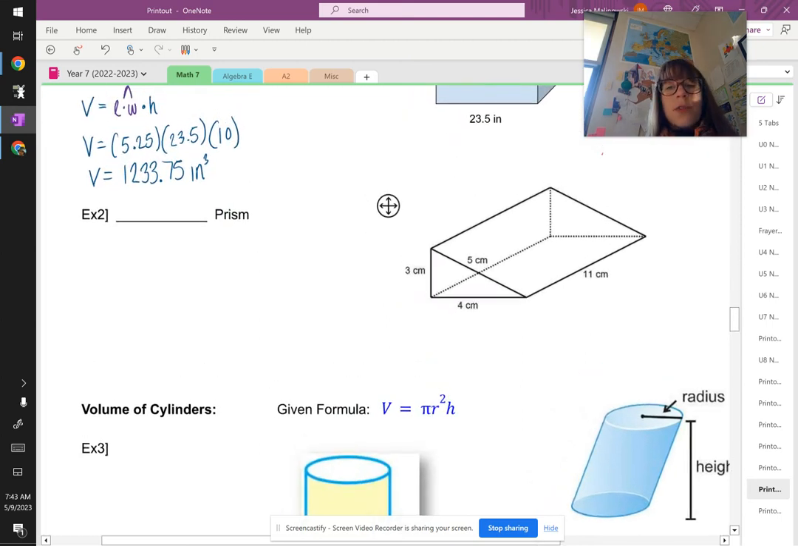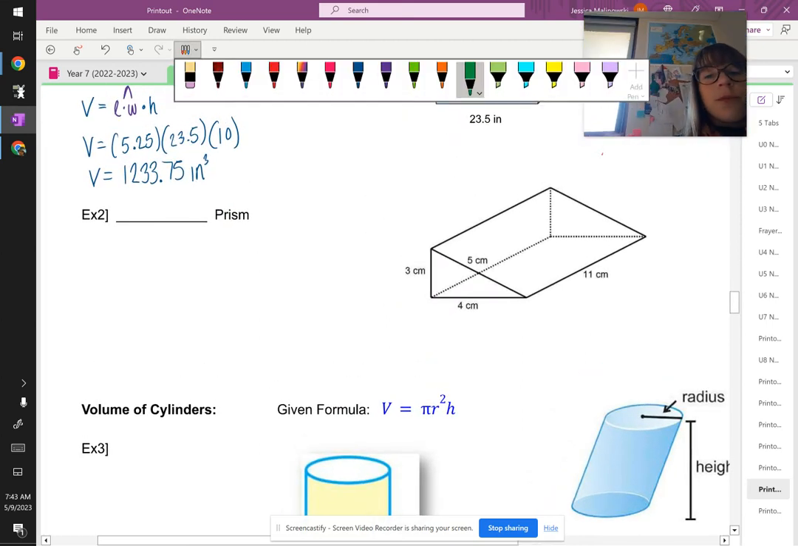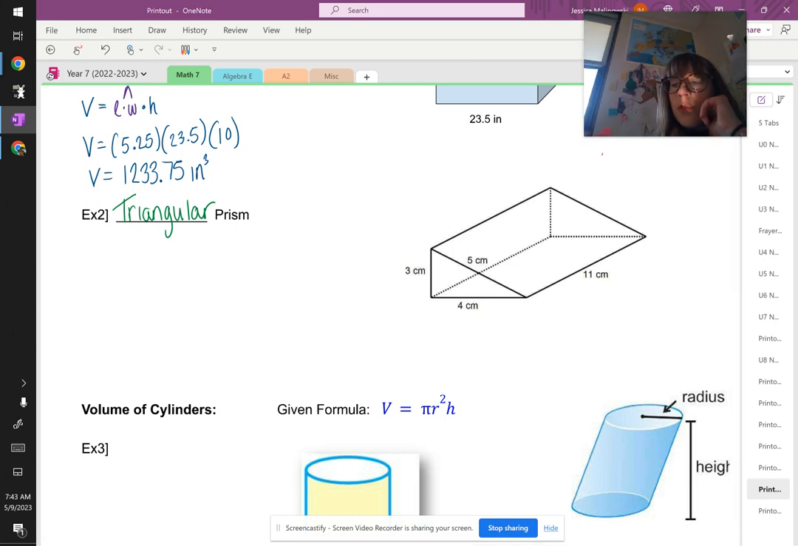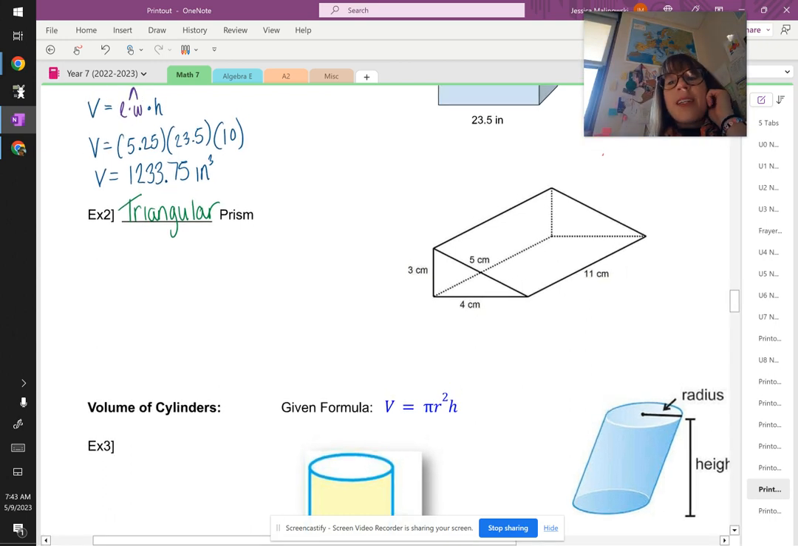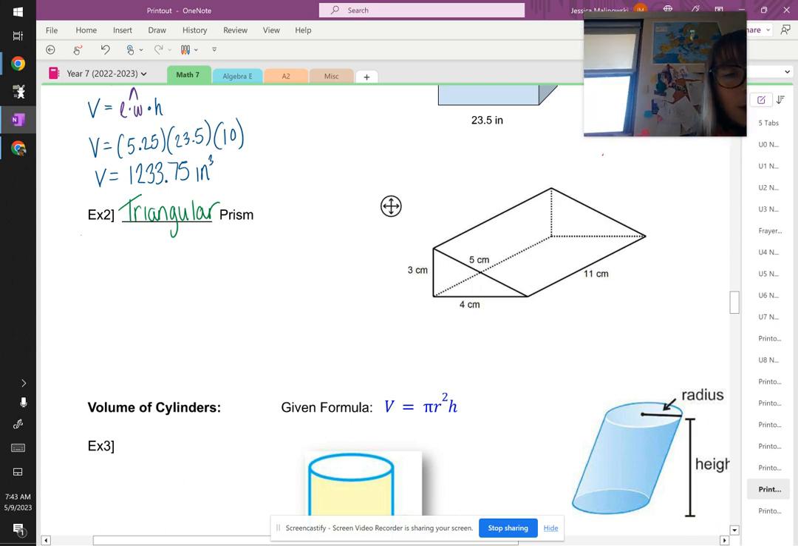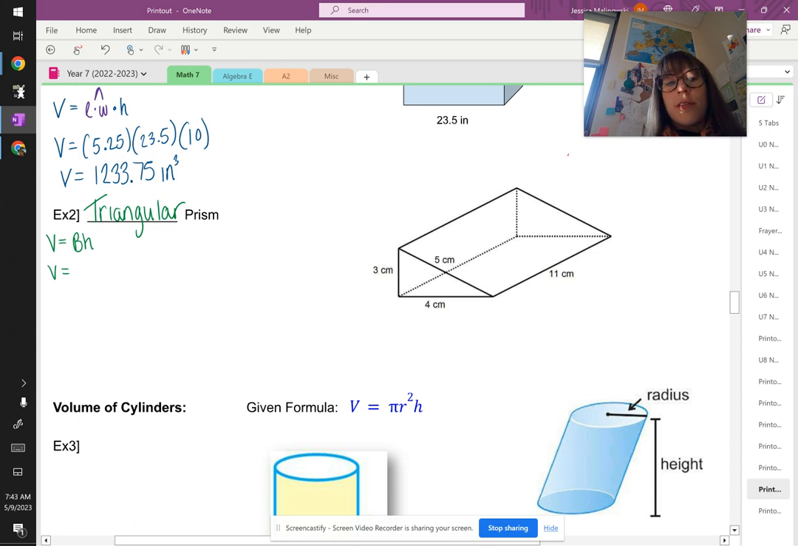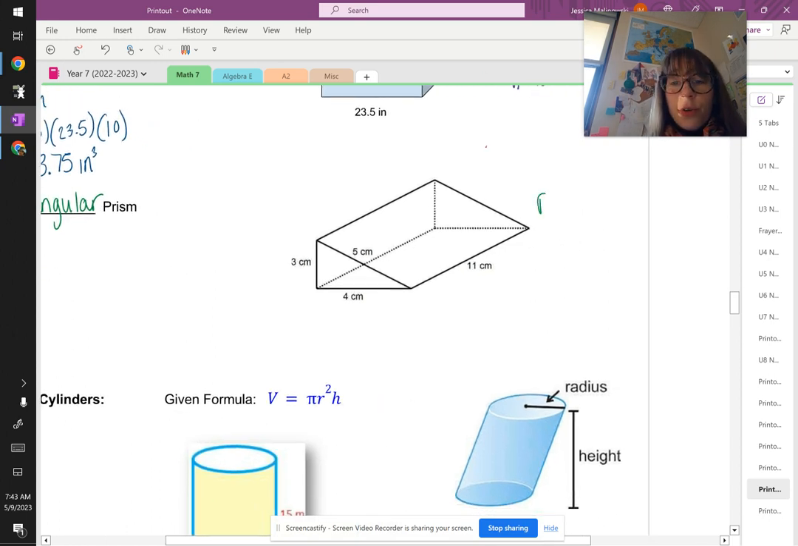All right, so example 2 here, looking at this shape, you see that this is a triangular prism. And this one can get a little tricky sometimes. So again, we're still starting off with volume equals big B times H. Now remember, the big B represents the area of the base shape. So in a triangular prism, the base shape is a triangle.